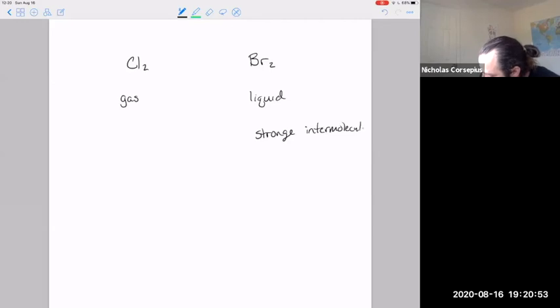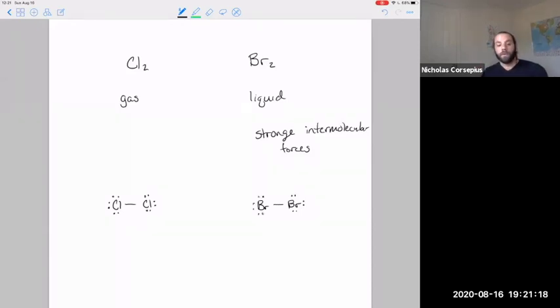So the fact that bromine's a liquid means that this one has stronger intermolecular forces. So why is that? Okay, so they're both, right? If we take just a look at these compounds here, in terms of their Lewis structure, this is what we got, right? Same sort of looking compounds, single bonded to one another, 3 lone pairs.